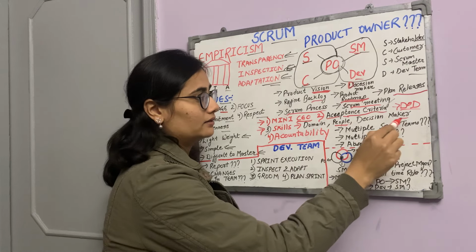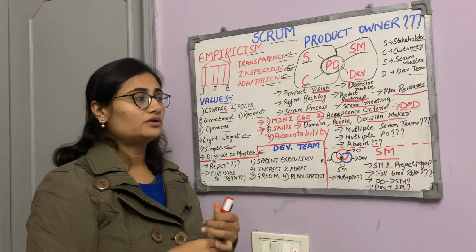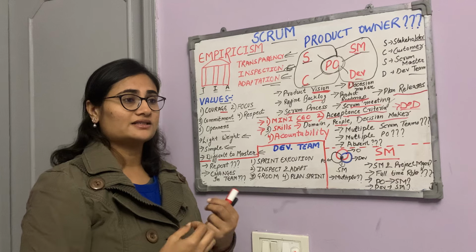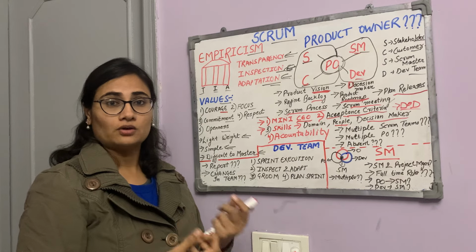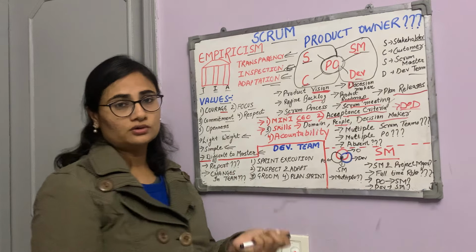Then again, we know that the product owner needs to take a lot of crucial decisions. He is the mini CEO of the organization. He needs to manage the economics of that product, and that is why he needs to be a good decision maker.